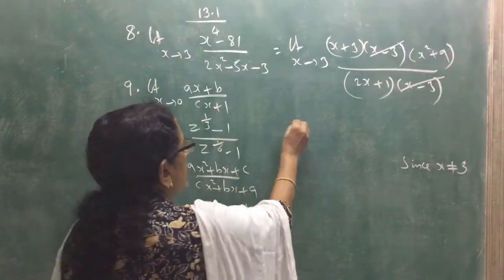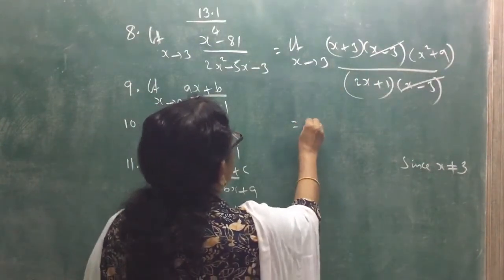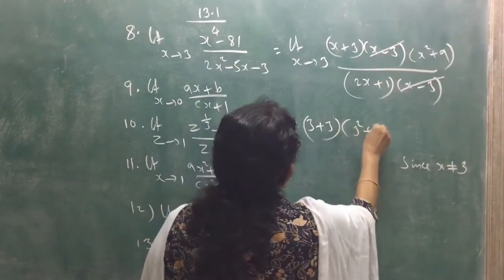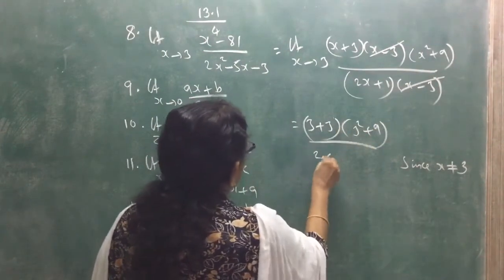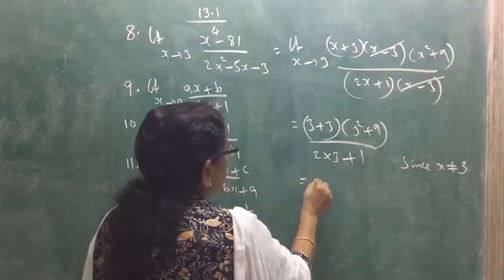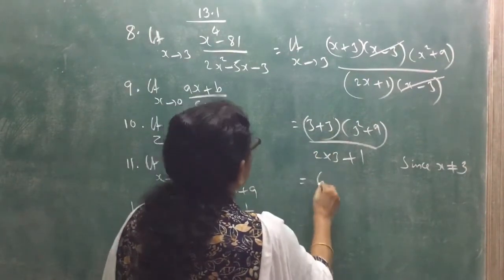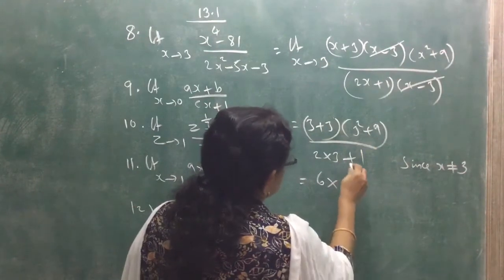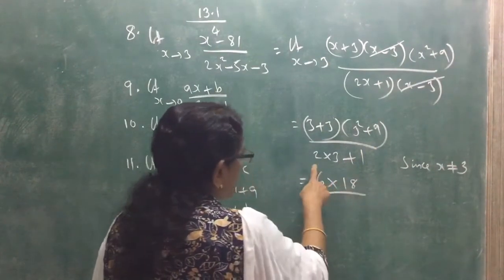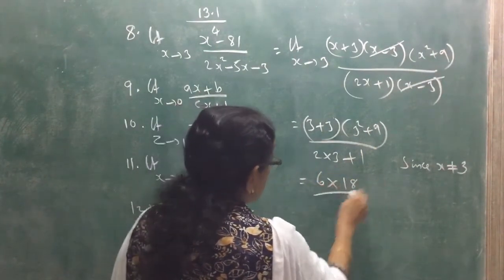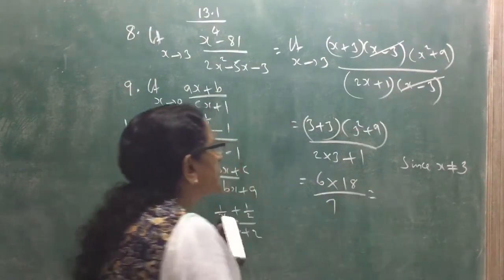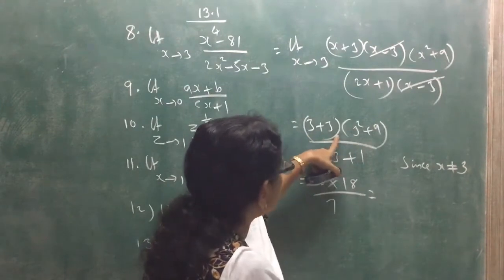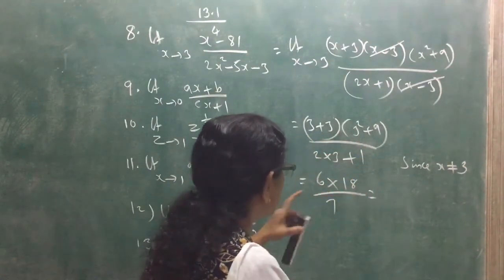Put x equal to 3. So when we substitute x equal to 3, we get 3 plus 3 into 3 square plus 9, divided by 2 into 3 plus 1. That is 3 plus 3, 6, into 3 square 9 plus 9, 18, divided by 2 into 3, 6, 6 plus 1, 7. So that is equal to, we get 6 into 18.